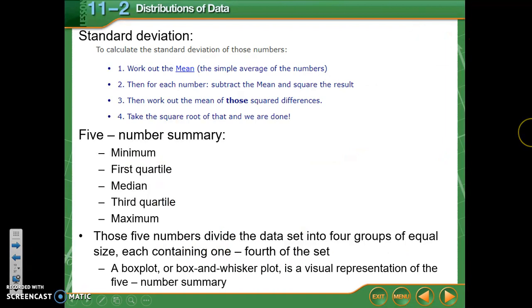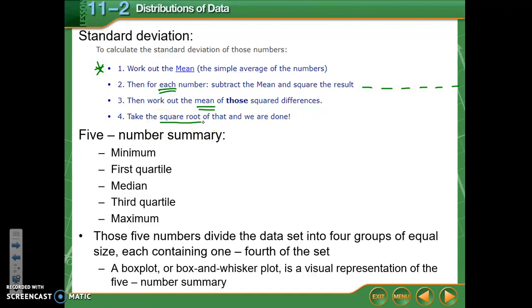A reminder of what standard deviation is. This is something you have calculated before. If you don't remember how to calculate it, step 1, you find the mean, which is just the simple average. Then for each number in the set, you subtract the mean and square it. Then you're going to get a whole bunch of results here, right? One for each number. You're going to find the mean of those squared numbers. So I'm going to find the average again. And then I take the square root of that, and that's the standard deviation.